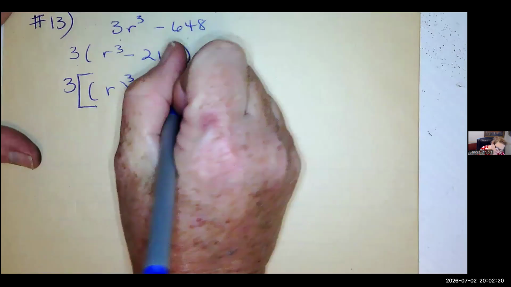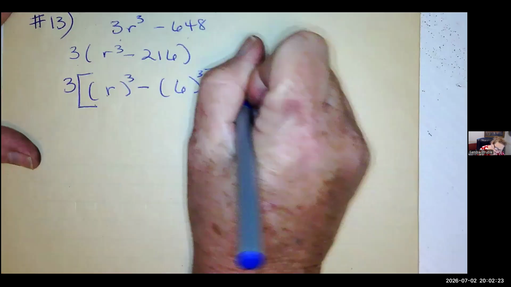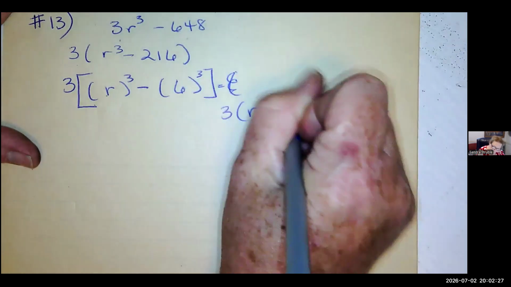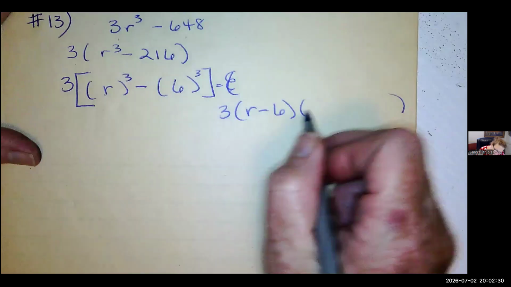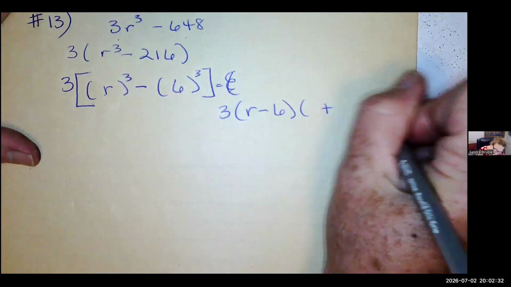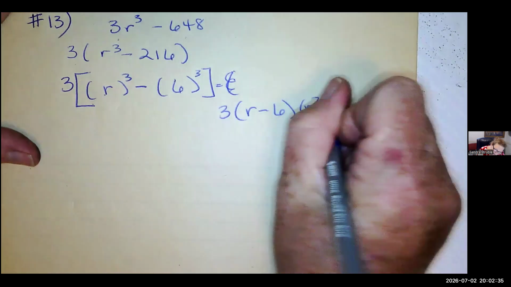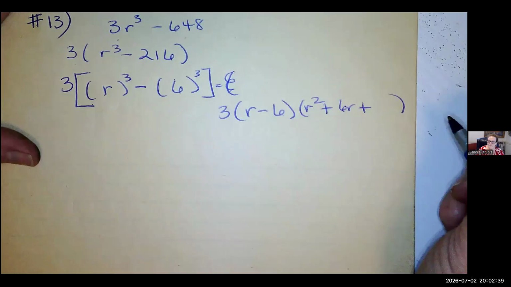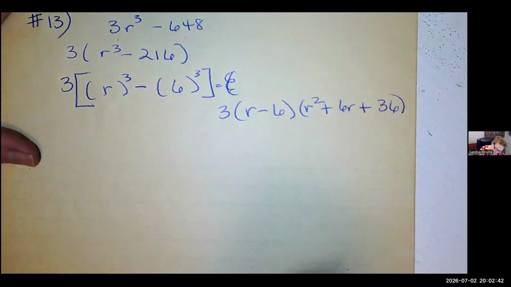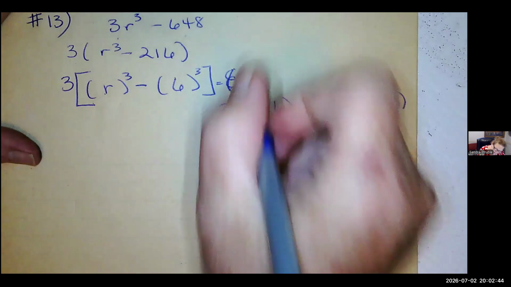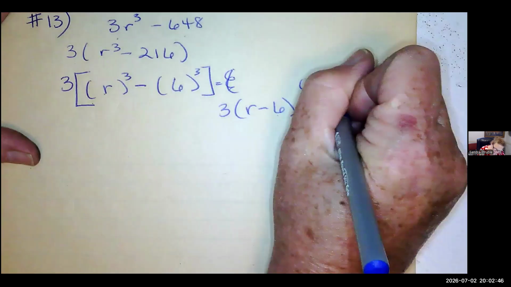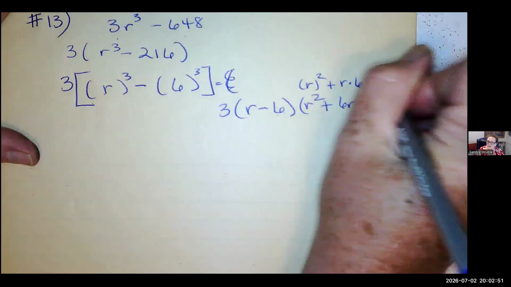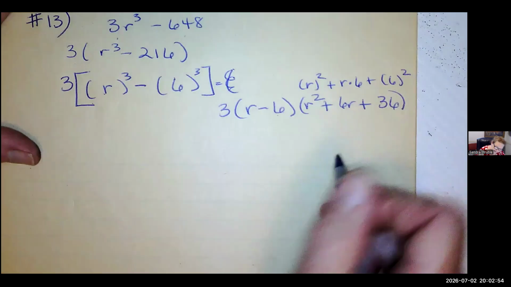So to factor this, oh, can't forget our 3. It's r minus 6 for our binomial. And our trinomial, everything's going to be positive. It's going to be squaring the first, r squared. R times 6 is 6r, just multiply them together. And then 6 squared is 36. So you're going to take your r and square it, plus r times 6, plus 6 squared. That's how you're getting this next step. Okay, and that is the factored form.